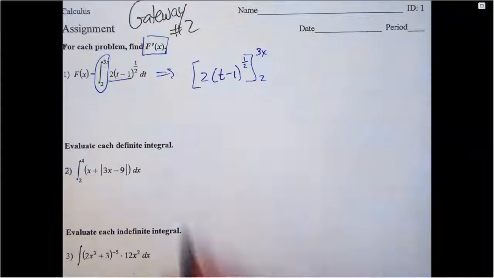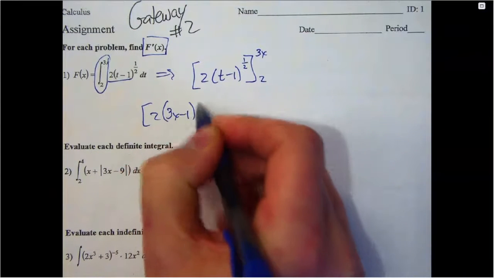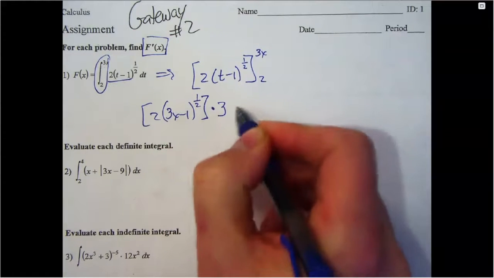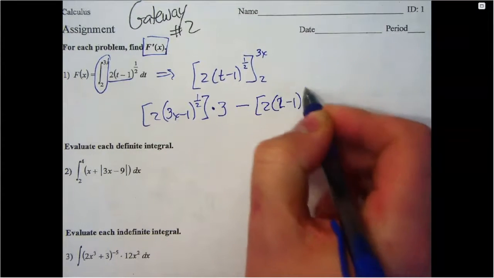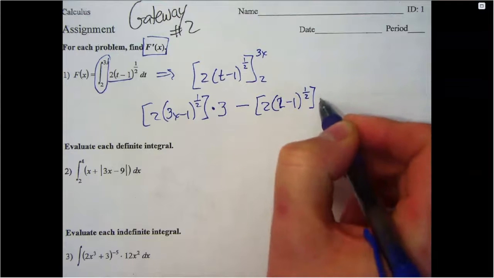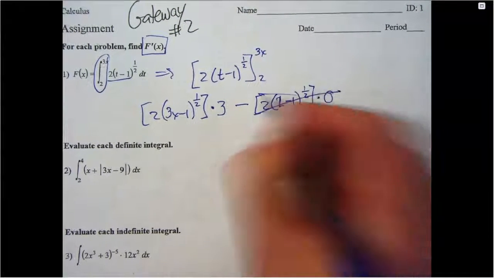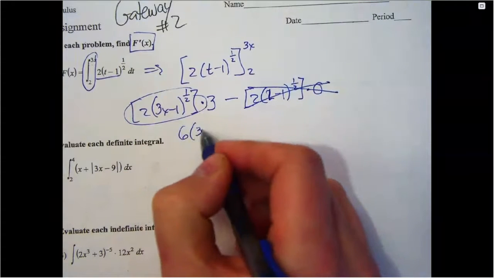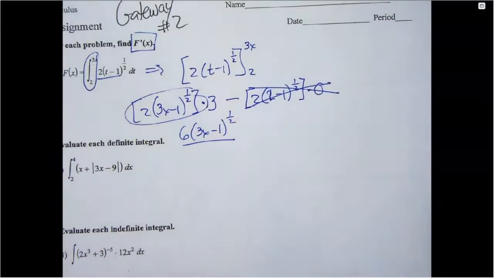I've got 3x. And then your job is to plug in the top and then multiply by the derivative of what you just plugged in. Minus plug in the bottom, and then multiply by the derivative of what you just plugged in, but that's 0. So this part just wipes out. You could leave that like it was, or a lot of people just made that 2 times 3 is 6. Equals.